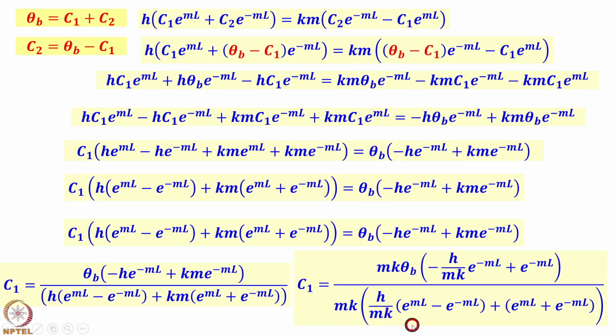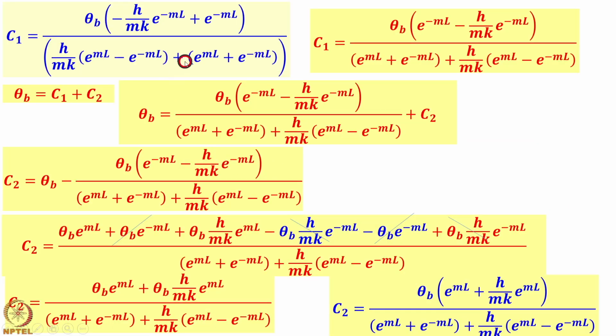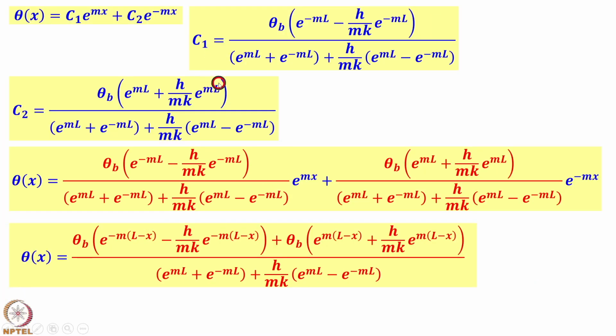If you do that, you get C1 as this, and then once you have C1, with theta b equal to C1 plus C2, substitute for C1 and do the algebra, and you get C2 as this term. I strongly recommend, please do not skip the steps, do it yourself. In most of the books this is not given, which is the reason why I have added this for your benefit. So please do this and get this C2. Once you substitute C1 and C2, you get the temperature distribution in terms of m, L and x.